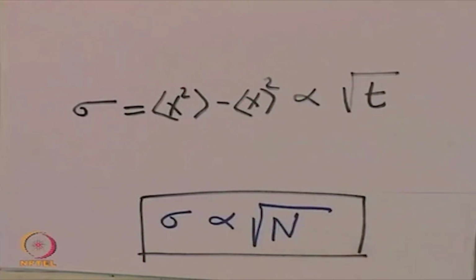So, what did we essentially do here? What we did was we added some randomly oriented vectors. When we added randomly oriented vectors, we got average 0 and the standard deviation going as square root of n.